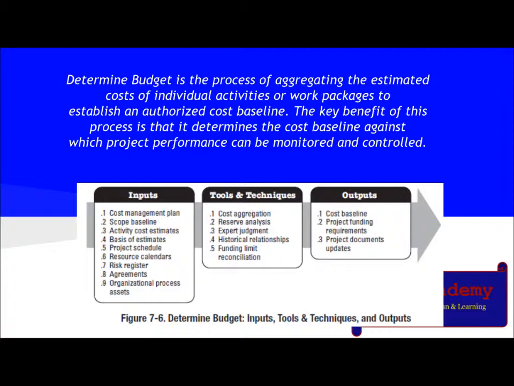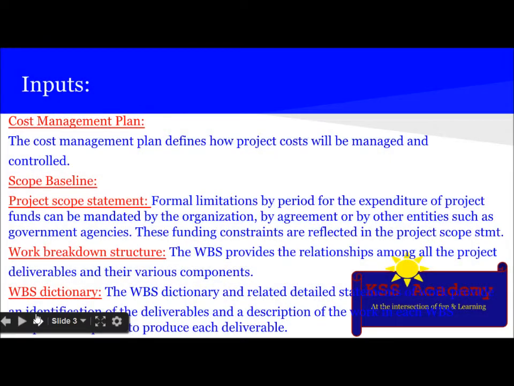be monitored and controlled. The inputs involved for Determine Budget are cost management plan, scope baseline, activity cost estimates, basis of estimates, project schedule, resource calendars, risk register, agreements, and organizational process assets. The tools and techniques used are cost aggregation, reserve analysis, expert judgment, historical relationships, and funding limit reconciliation. And the outputs are cost baseline, project funding requirements, and project document updates. So let's see the inputs one by one.